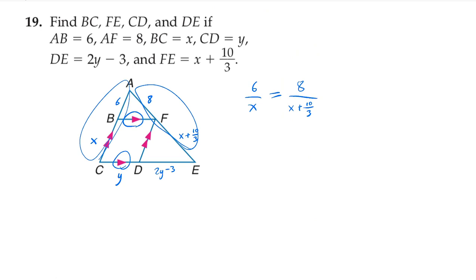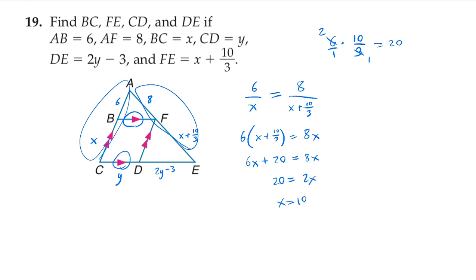Now we can solve for X, so let's cross multiply. 6 times X plus 10/3 equals 8 times X. So distributing, 6X plus, if I multiply 6 by 10/3, that's 6 over 1. These cancel and give me a 2 there, so that's equal to 20. And then I get 8X. So subtracting the 6X, I get this, and X equals 10. All right, so I could plug that back in. So erasing now, I get 6 and 10.